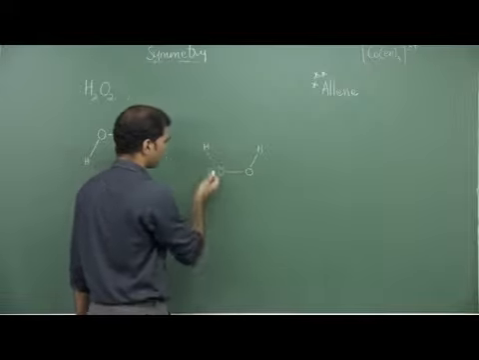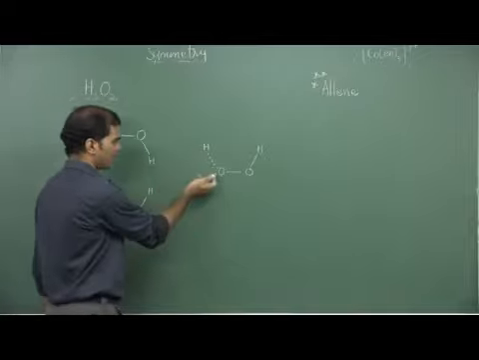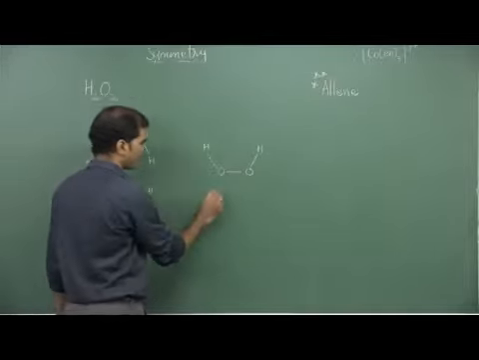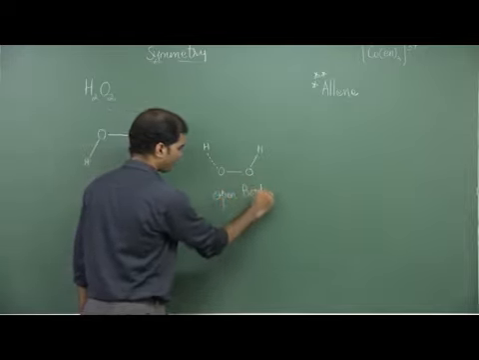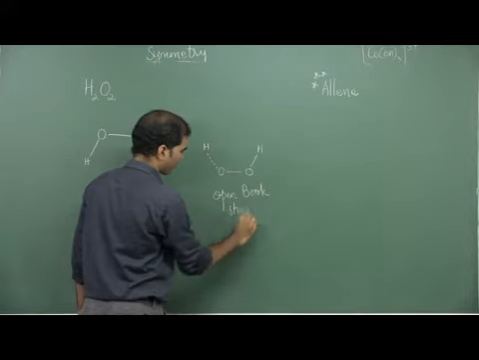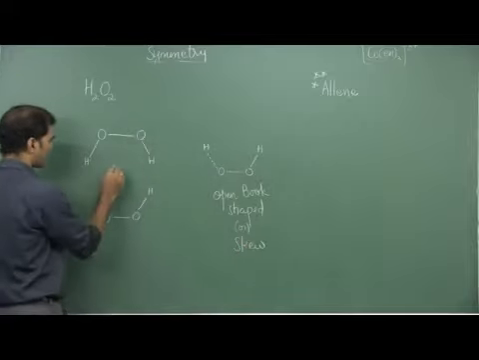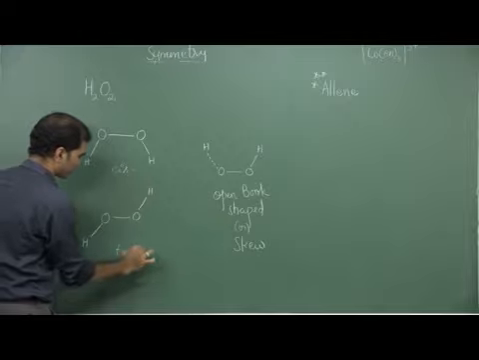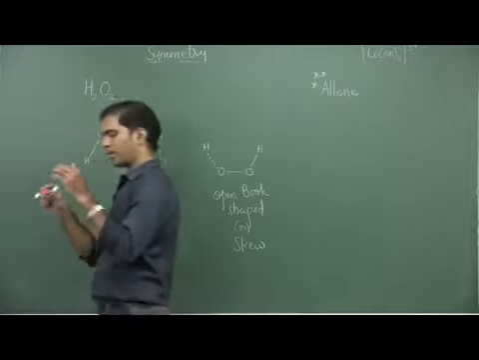Here is another hydrogen, it could be away or towards you. A dotted line represents it is not in the plane, it could be either towards you or away from you. This is the skew form or open book shaped. This is the cis and a trans form. Now let us start with the cis one.